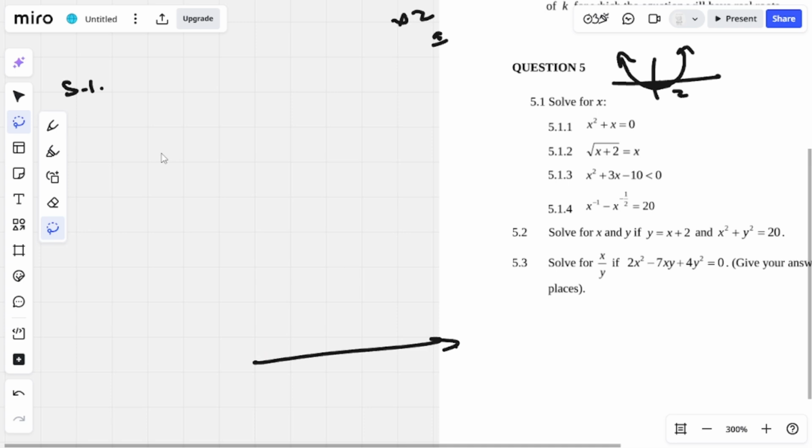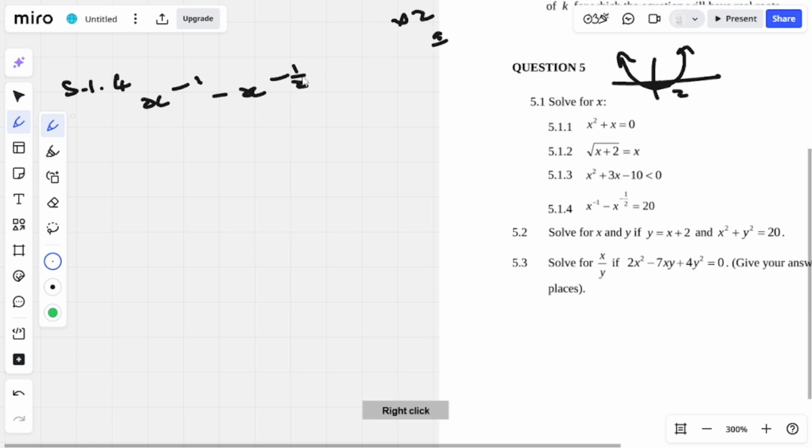Now for 5.4, it states x to the power of 1 minus x to the power of 1 over 2 is equal to 20. Now, to solve this one, you're going to use the k method. You can't do it without the k method, but I usually recommend that you use it because it's going to make your life easy and shorten the procedure. And you need to be good with your exponents for this problem.